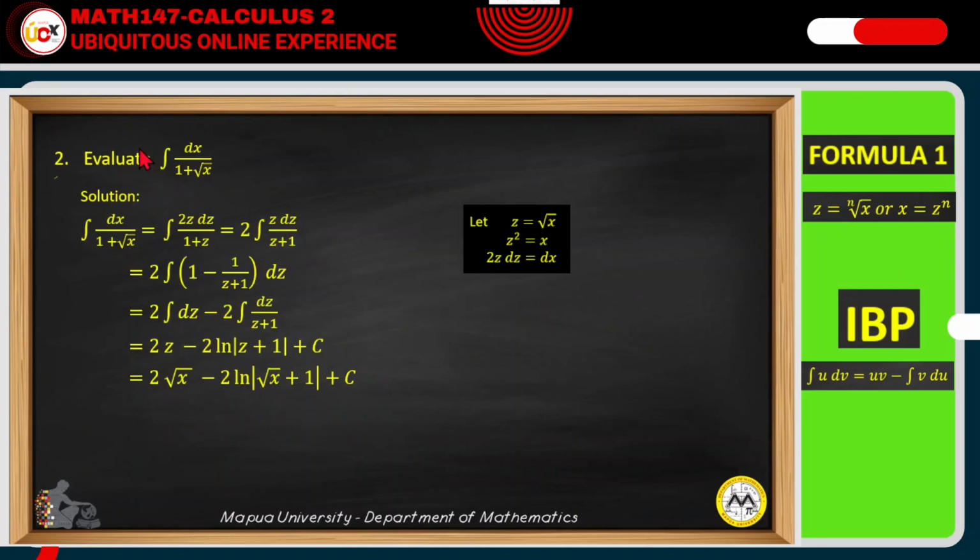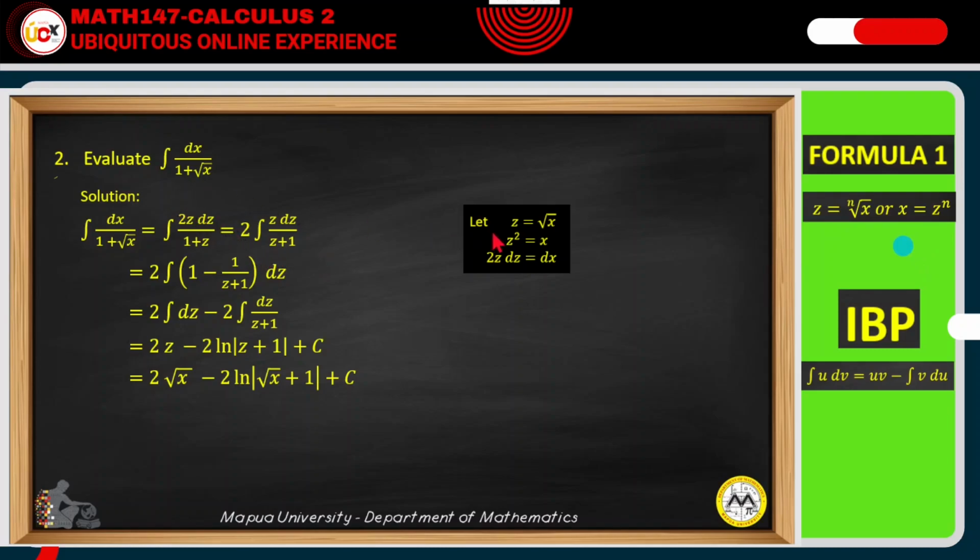Okay, so let's take another example. Suppose we are asked to evaluate the integral of dx over 1 plus the square root of x. As you can see, because the denominator contains a radical sign, we can make use of the algebraic substitution, wherein we will use z equals the nth root of x, or x equals z to the n power, where n is the index of the radical, or sometimes written in fractional exponent form.